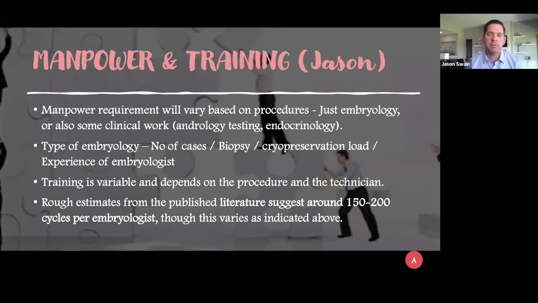And then in terms of a rough estimate, there are publications that talk about roughly how many cycles are needed for embryology staffing. It runs from around 120 up to 200, depending on the publication you're looking at. Most recently, there was a publication in Fertility and Sterility that had an actual equation where you could start plugging in things like equipment, number of cycles, and the type of cycle, and it helps you fine tune that. But each location is going to have to best determine that based on the factors listed above.